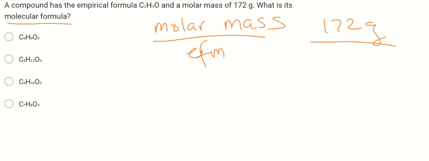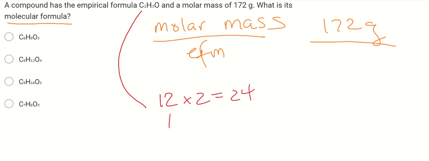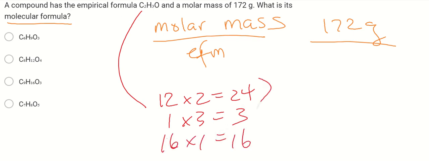Pick a different color. Let's go here. All right, carbon 12. And when you're doing formulas, you don't need a million decimals. So 12 times 2 is 24. H is 1 times 3 is 3. And oxygen is 16 times 1, 16. So the empirical formula mass is 24 plus 3 is 27, 43, I'm sorry, 43.